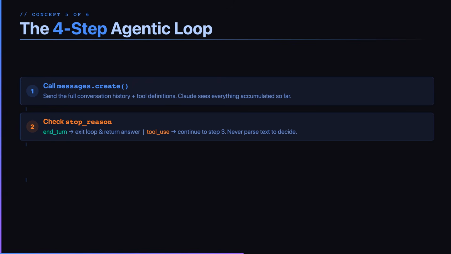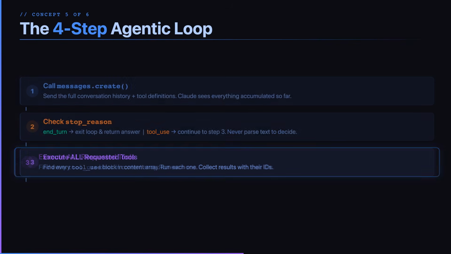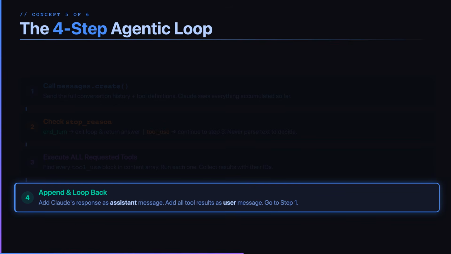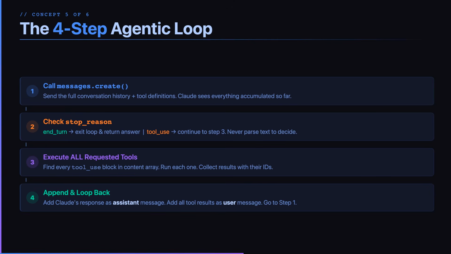Do not try to infer completion from Claude's text. Step 3. Execute every tool Claude requested. Scan the content array, find all tool_use blocks, run each implementation, collect the results with their IDs. Claude may request more than one tool. Execute all of them before continuing. Step 4. Append Claude's full response as an assistant message, then append all tool results as a user message, and loop back to step 1. Both additions are required. Claude needs to see what it said and what your code returned before it can decide the next step.